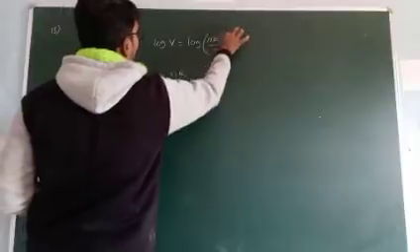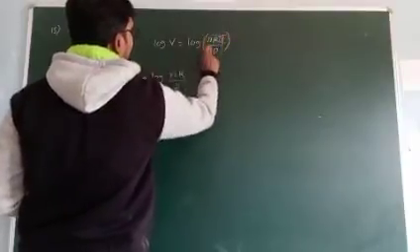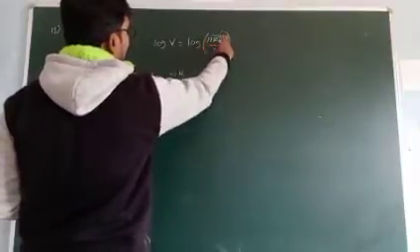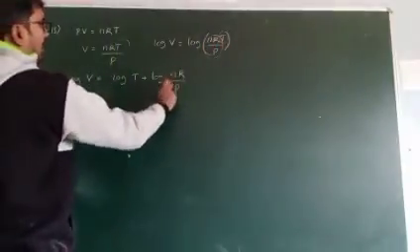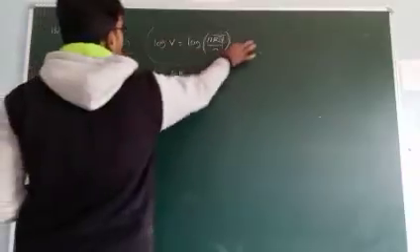But here this part and this part are separate. This is taken as A, this is taken as B. So log A plus log B. Similarly, I am writing log T plus log nR by P. Okay, sir?